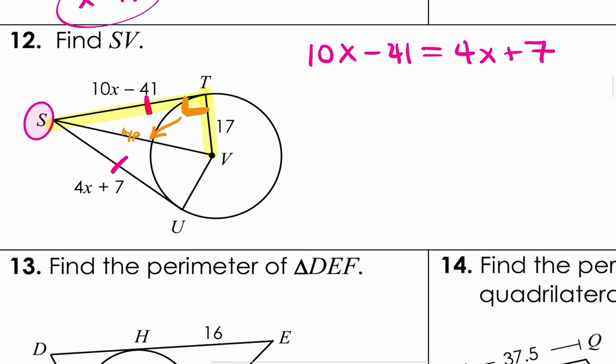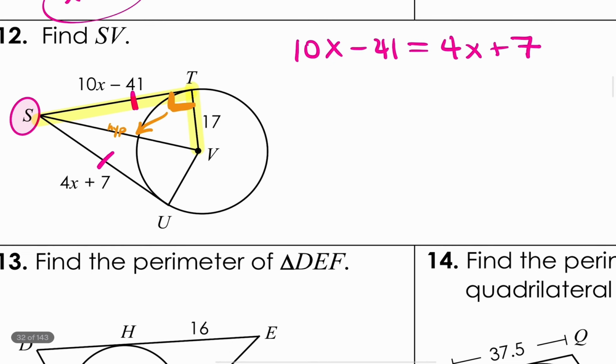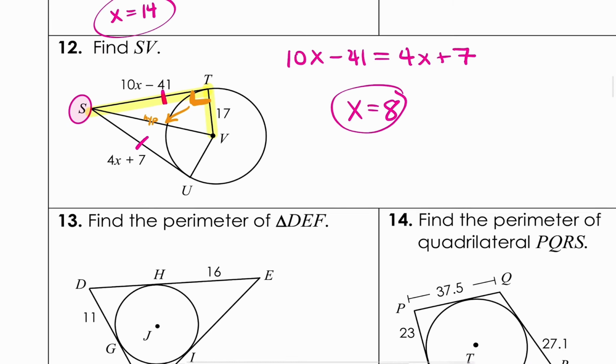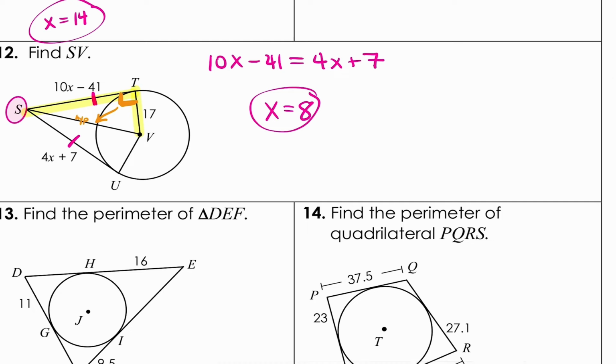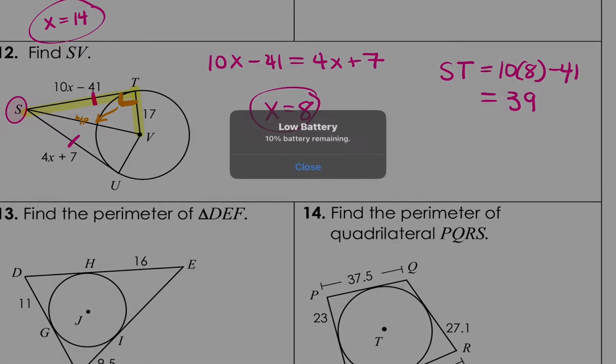Okay. So I am going to finish this problem because we do have to plug it back in and then find the hypotenuse afterwards. So you're going to do the algebra on your own, but you should get that x is equal to 8. And with x being equal to 8, you plug it back into ST. So ST would equal 10 times 8 minus 41. So that's going to give you 39.